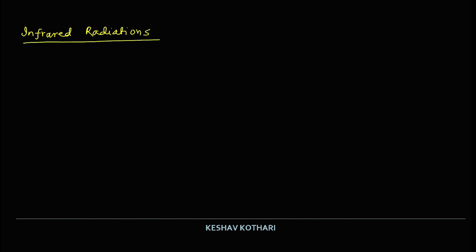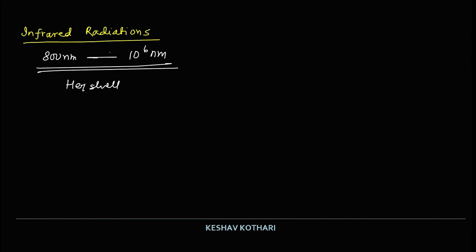If we talk about the infrared radiation, the first thing that we discuss is the wavelength range. It ranges from 800 nanometer to 10 to the power 6 nanometer, so it covers a huge range. It was discovered by William Herschel in about 1800.